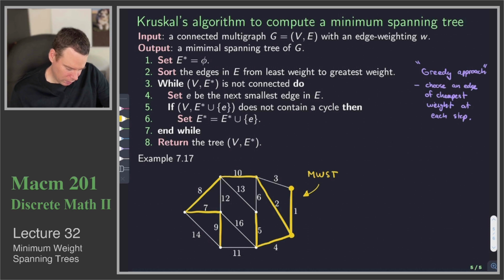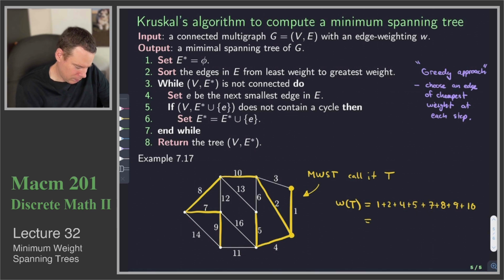We can go ahead and find the weight of it. Let's call it T. And so then we can go ahead and work out what is the weight of T. The weight of T is 1 plus 2 plus 4 plus 5 plus 7 plus 8 plus 9 plus 10. A nice quick way to add these numbers up would be, there's a 1 and a 9, so that's a 10. 8 and 2, that's another 10, makes 20. So another 10 is 30. And then I've got a 9 plus another 7 is 46. And so we found a minimum weight spanning tree, and the weight is 46.